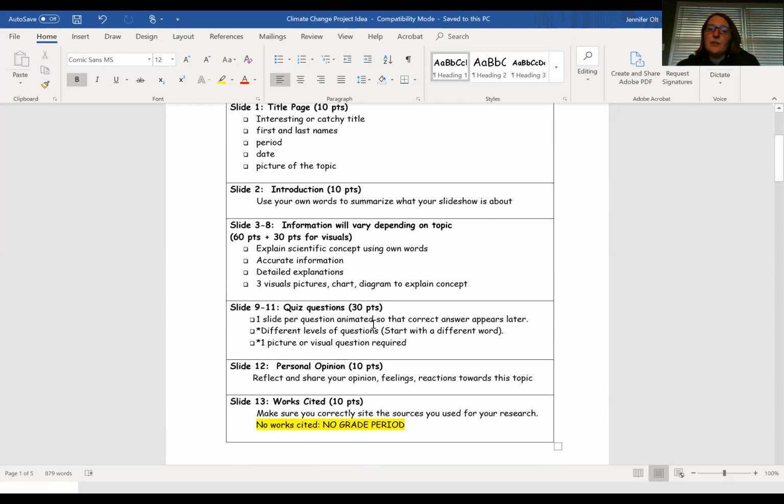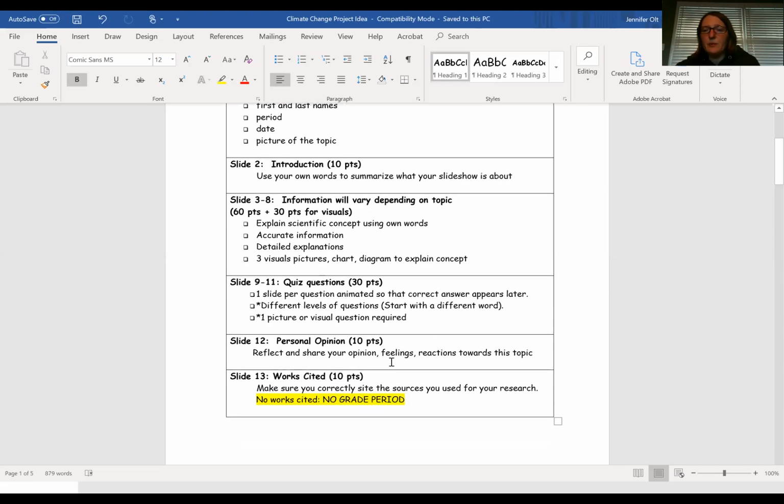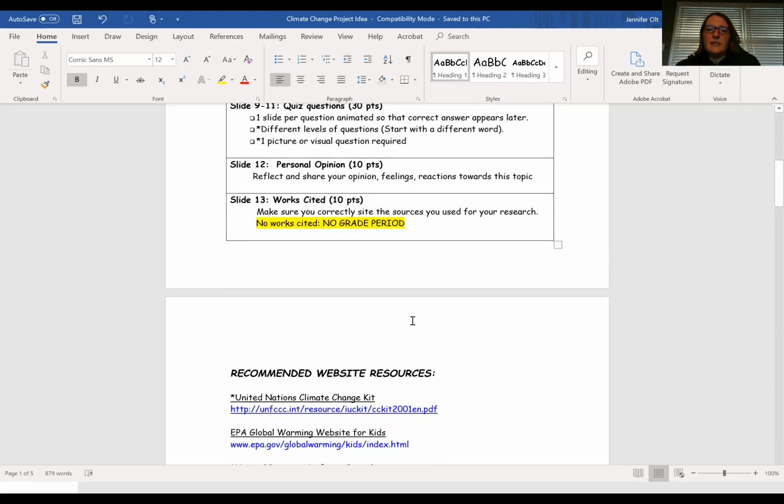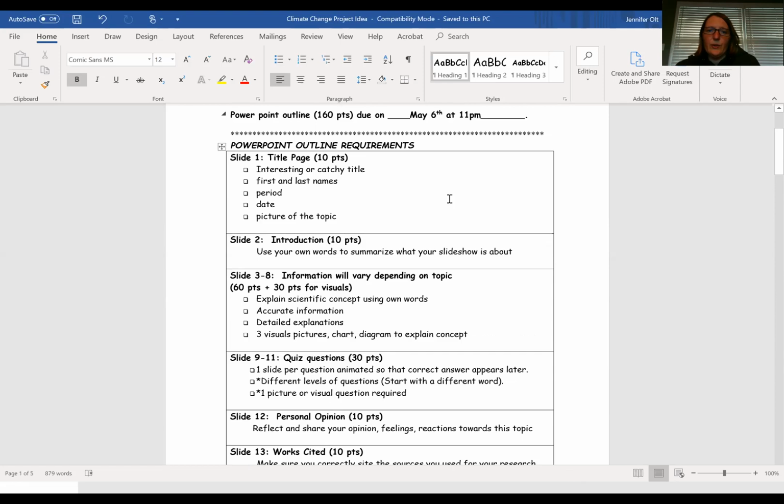Then you have slides 9 through 11, which is your quiz questions, which is simply 1 slide per question animated so the correct answer appears later. Different levels of questions, meaning you don't want all what questions or why questions or where questions. Just make that a little different, and you do have to have 1 picture. And then your personal opinion. We'll talk more in detail about these as we get to those checkpoints. And then your works cited. And that's how I'm going to grade this for you.